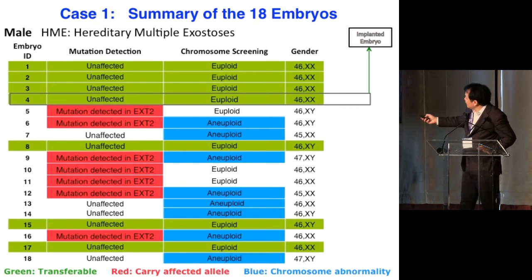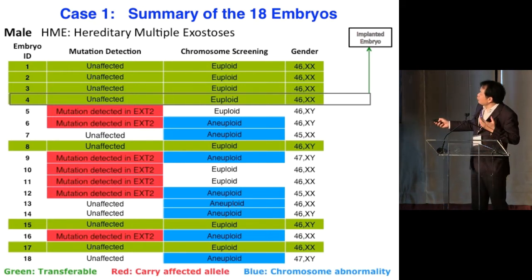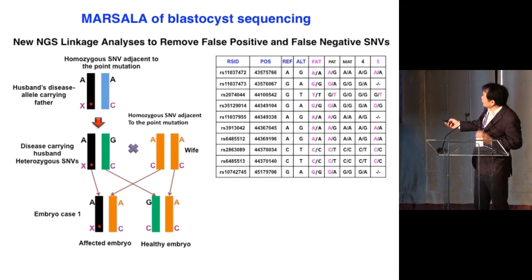So of these 18 embryos, the red ones had undesired point mutation. The blue ones had aneuploidy. Dr. Chow selected number 4, and the baby was born. That was the first case.